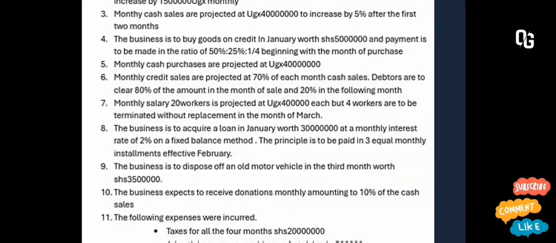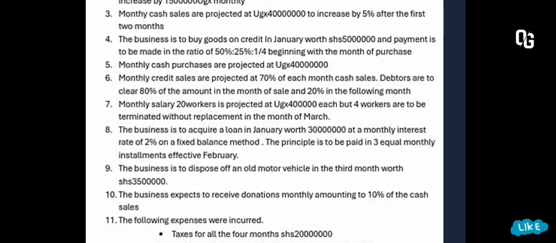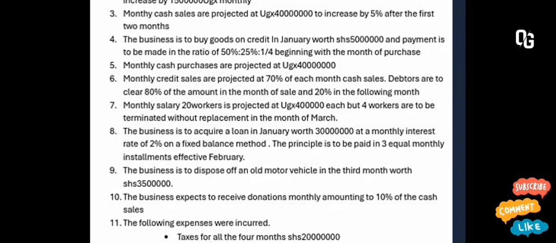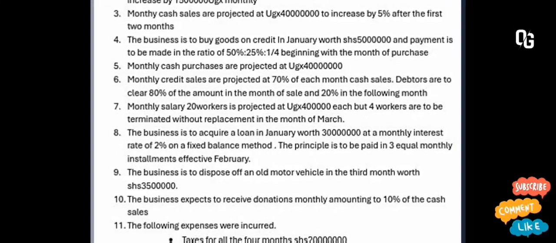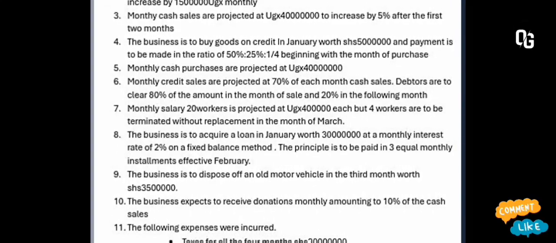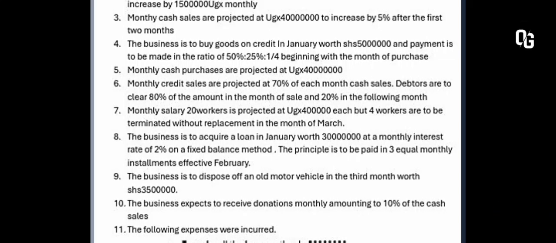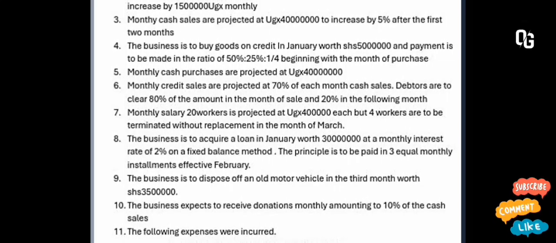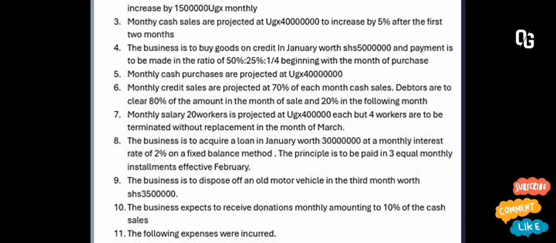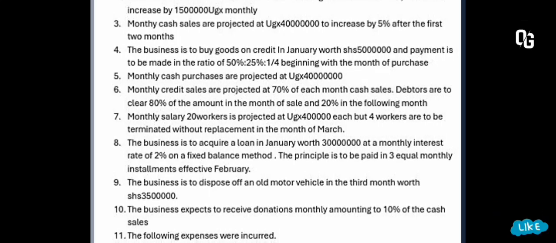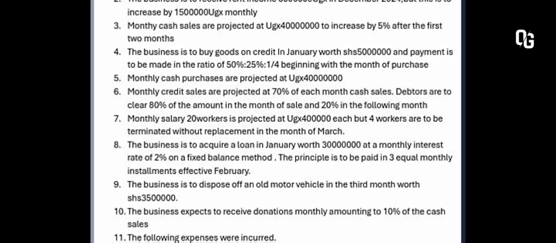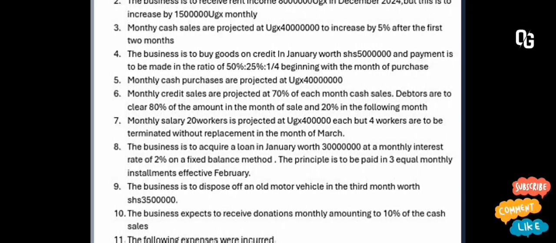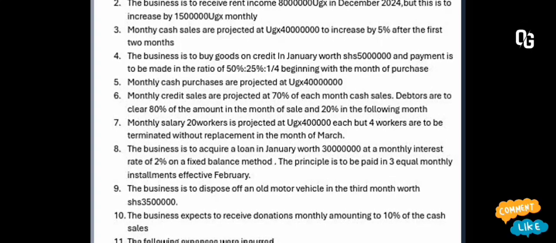So moving on to the next transaction. The next transaction is monthly credit sales. So monthly credit sales is our sixth transaction. As you can see, we have put in the third transaction as monthly cash sales 40 million, increased by 5% after the first 2 months.